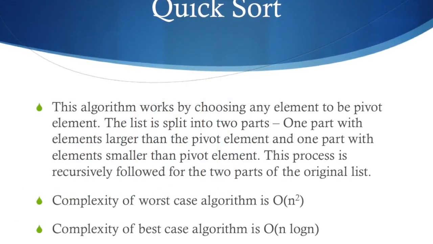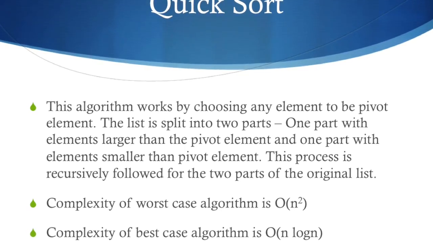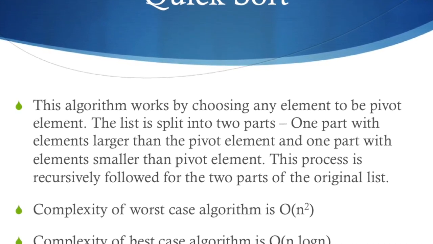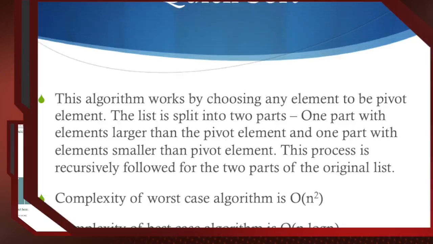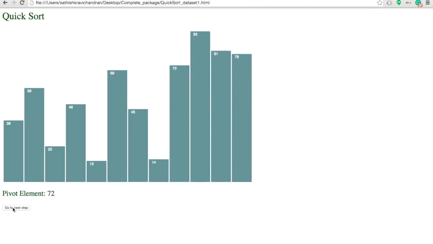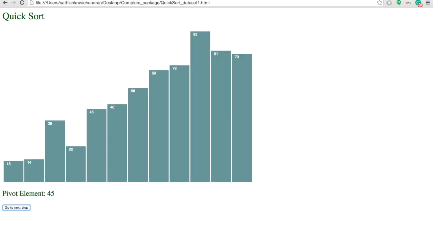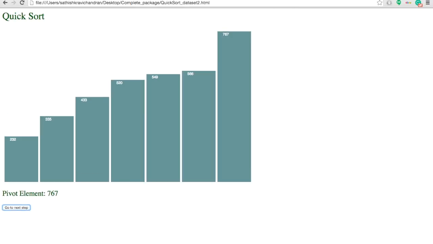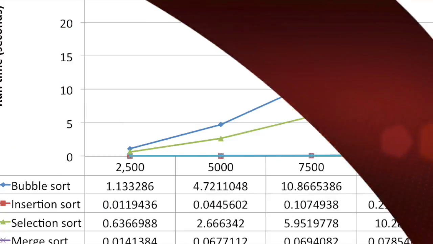Quicksort works by choosing a pivot element at every step. All the elements lesser than the pivot element are placed left of the pivot element. All the elements greater than the pivot element are placed right of the pivot element. When this is followed for every sublist, the list is sorted after a few recursive calls. Here in this animation, we can also see the pivot element selected and the sublist sorted at every step.